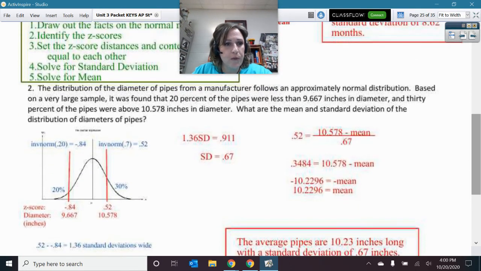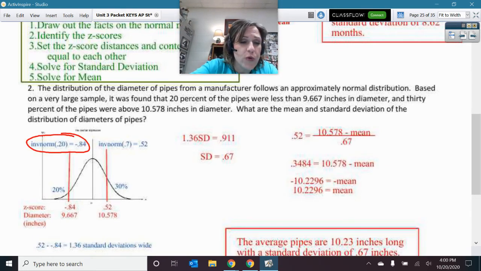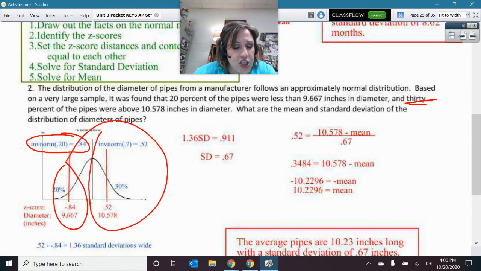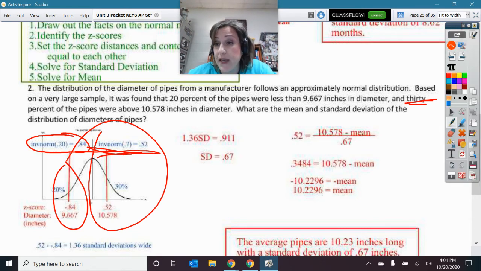All right, here we go. We have 20% of pipes. Inverse norm of 0.20, that's a z-score of negative 0.84 at this location, at the diameter of 9.667 inches. All right, that was in words. Did you find it? 30% of pipes are above 10.572. So that's the top 30%. So if that's the top 30%, then you're going to inverse norm the area below is the z at that spot. So that is inverse norm of 0.70, which puts this location at 0.52, so about a half of a standard deviation above the mean.